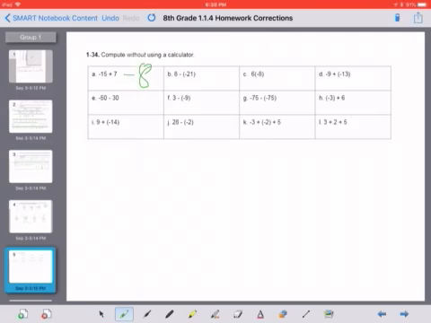8 minus negative 21, I'm going to rewrite it as addition. 8 plus 21, which is going to equal 29. 6 times negative 8 is 48, and it's negative because different signs are negative when you're multiplying. Negative 9 plus negative 13, I have same signs, so I'm going to get 22, and it's going to be negative because they're both negative. Negative 50, I have to change it minus 30 to plus negative 30.